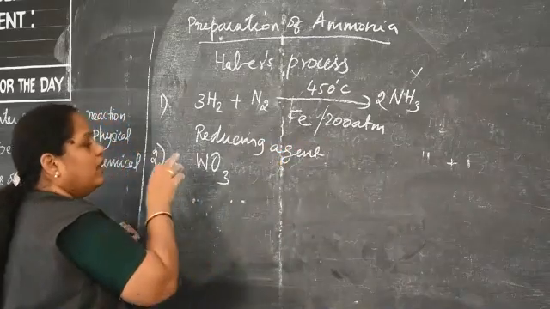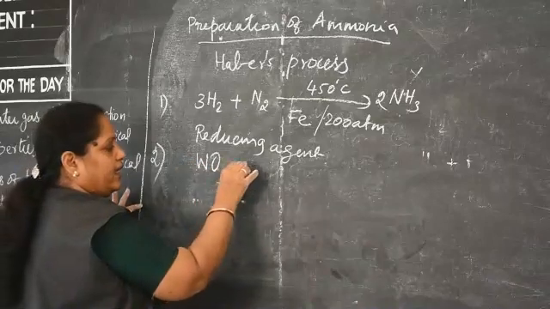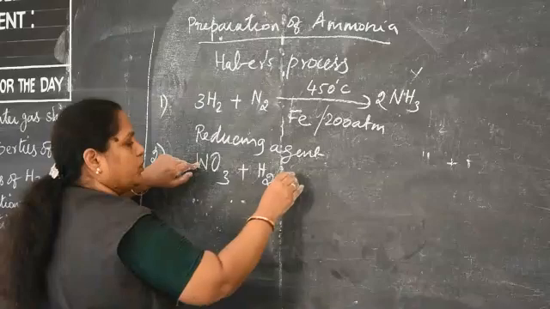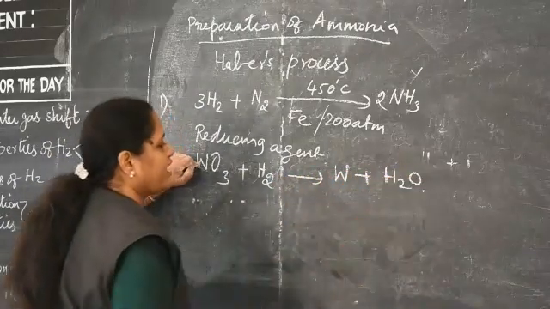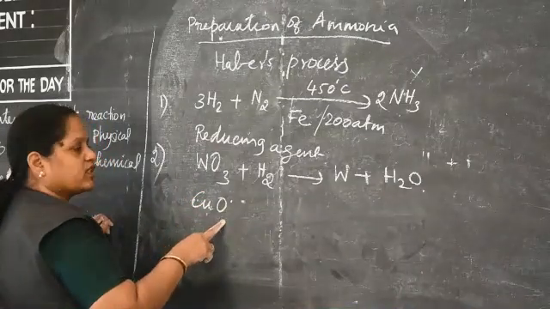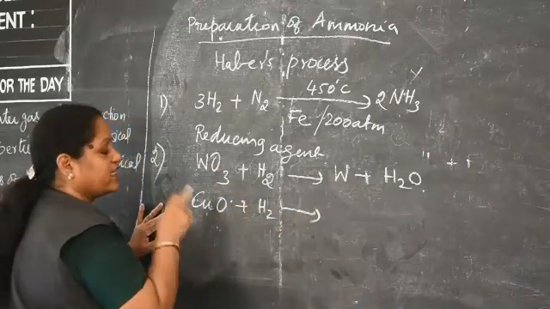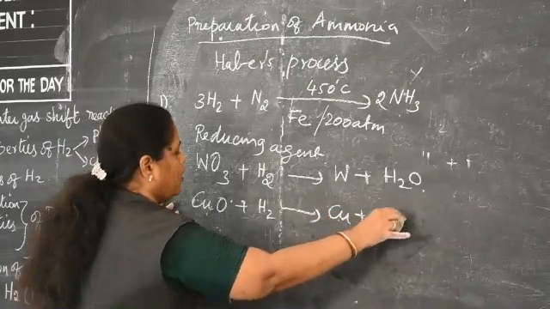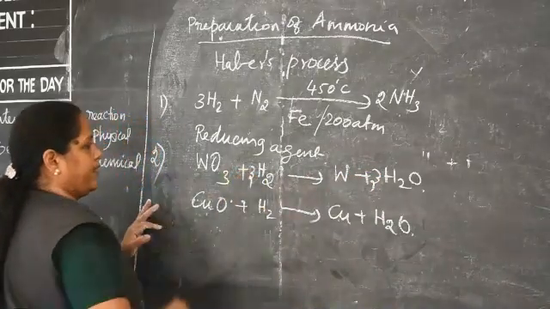For example, WO3, an oxide of metal, reacts with hydrogen and is reduced into W plus H2O. A balanced equation is important. Like that, copper oxide, otherwise called cupric oxide, combines with hydrogen, and the cupric oxide is reduced into copper and liberates a water molecule. Here 3, so I put 3, here 3.